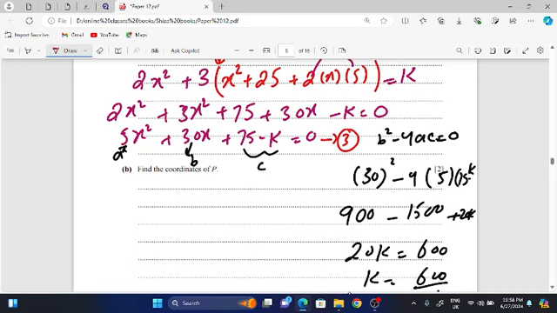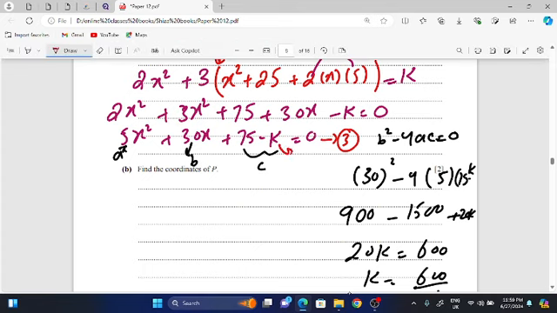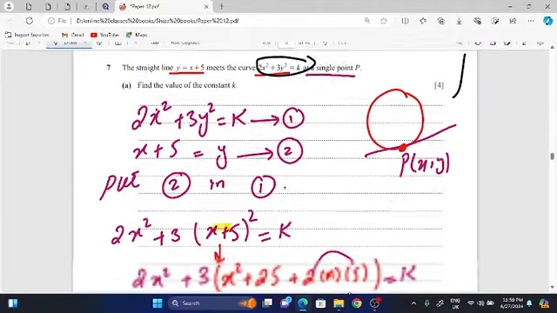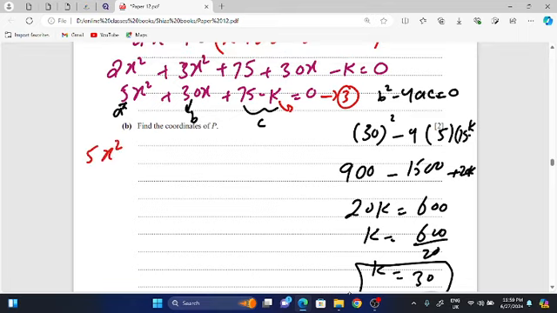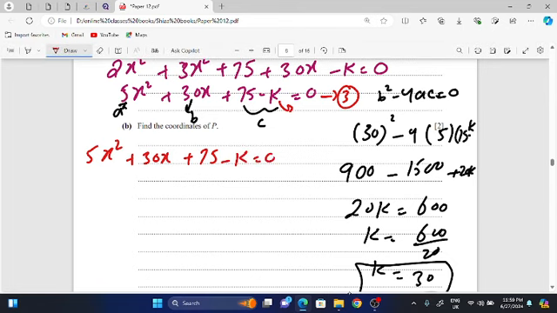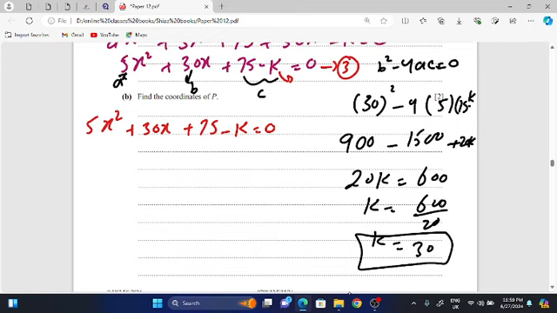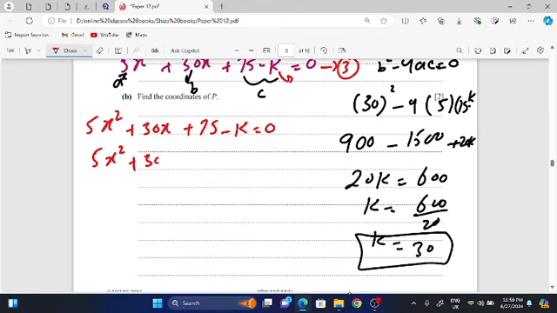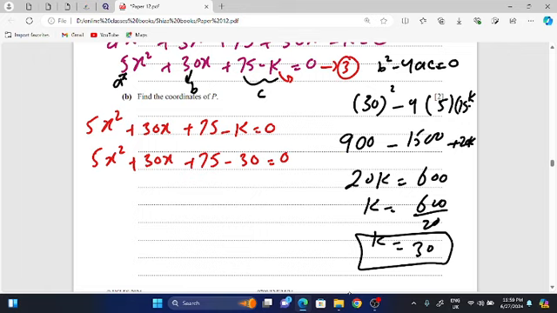So the equation that I got after doing the comparison for the intersection of a straight line and a curve, I need to put back the value of k into that, not into equation number 1 or 2. So the equation that I have from the A part was 5x square plus 30x plus 75 minus k, which is equals to 0. Just put back the value of k into that equation and simplify. You will get 5x square plus 30x plus 75 minus 30, which is equals to 0.